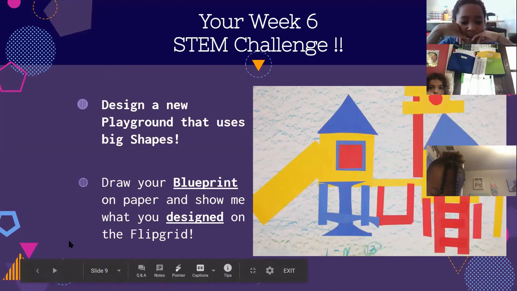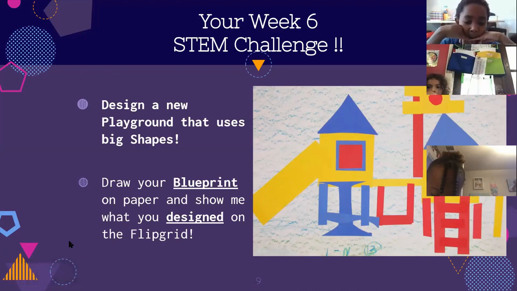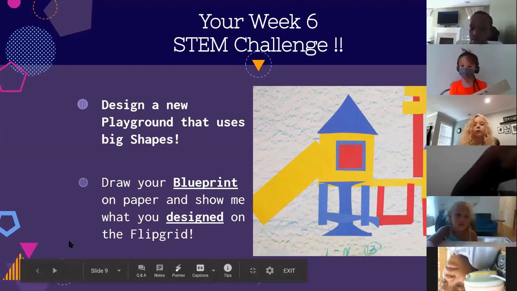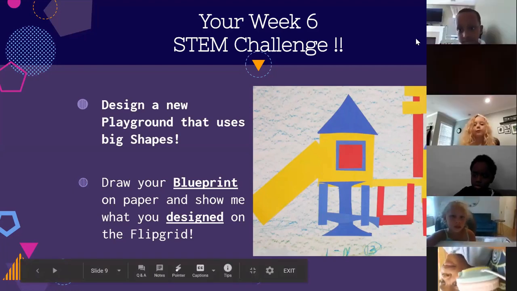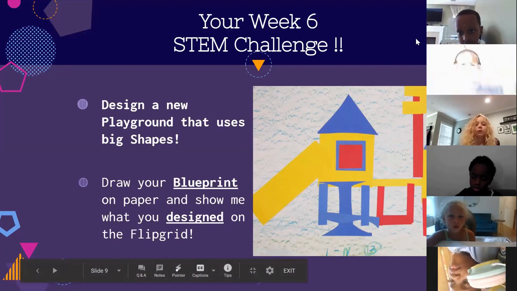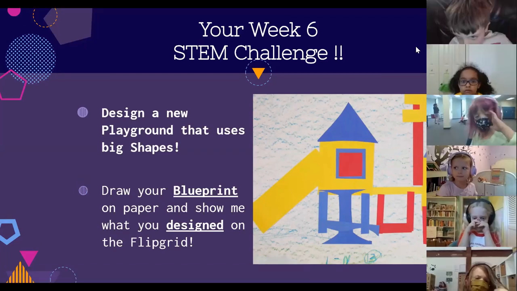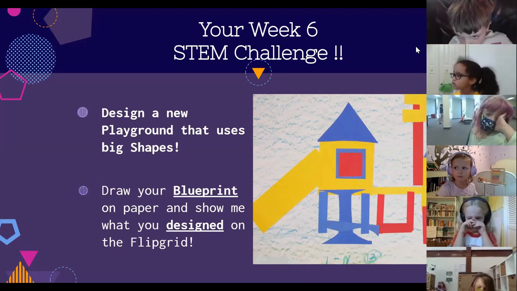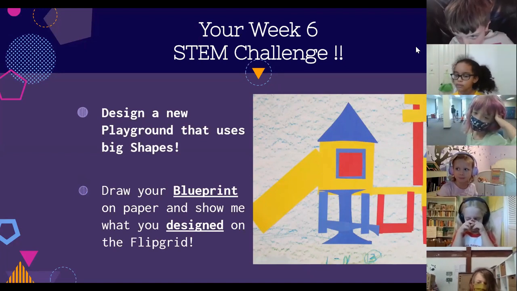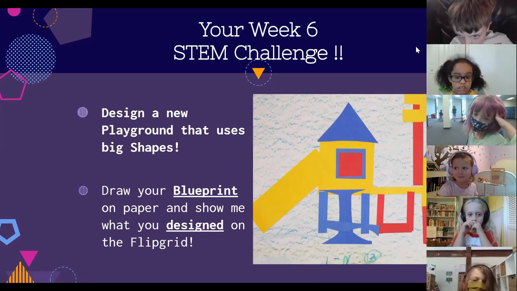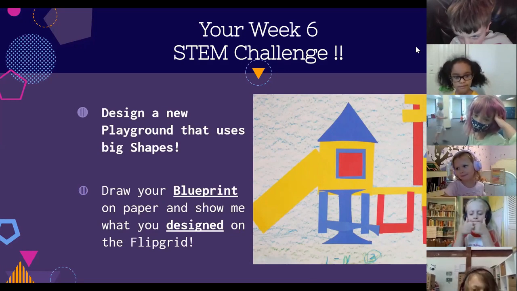You're going to just draw me a blueprint on a piece of paper, and then you're going to show it on your Flipgrid. You're going to show me the playground that you designed. Okay. If you have a question, go ahead and raise your hand and I will call on you. Hold on. Let me see if there's anybody that has their hand raised. So you're going to create a playground that is based on shapes, big shapes. Cool. Give me a thumbs up if you understand your challenge for the week.